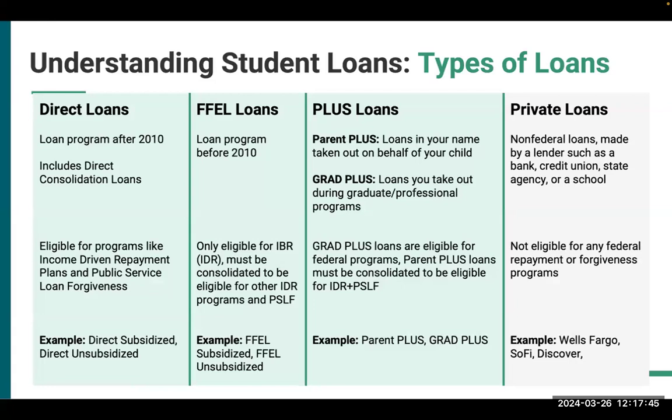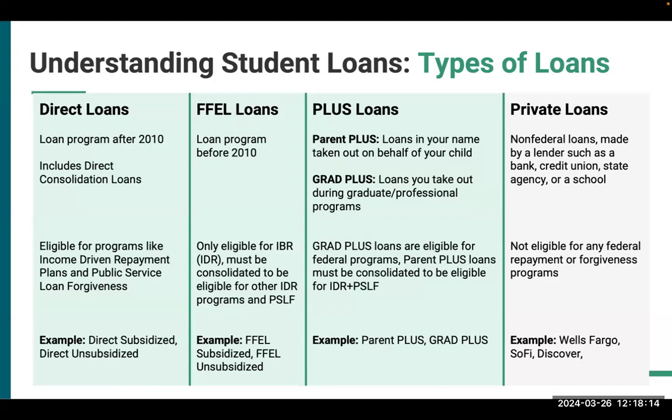Right. So some examples of private lenders might include Wells Fargo, SoFi, Discover, entities like that. Again, those loans are not going to be eligible for any of the federal programs we're going to talk about here today. But I know a lot of borrowers out there have private loans or a combination of federal and private loans. And as far as your private loans go, if you are struggling with those, I would highly encourage you to reach out to your individual lender, because there's no federal system overarching all of the private lenders, right, where they all must abide, like there is for the federal system.